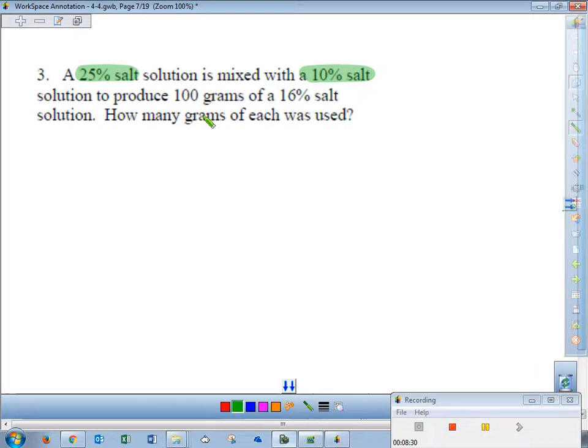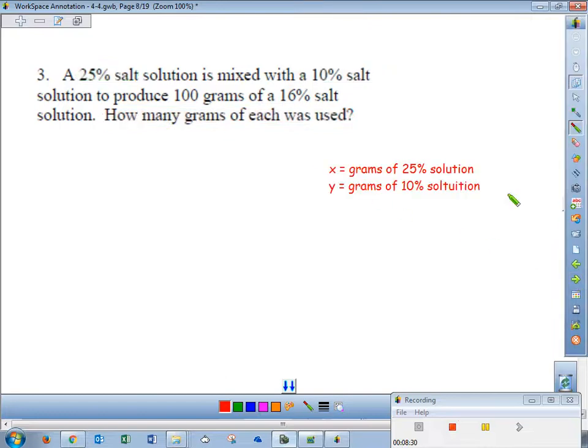So I need to define my variables. And again, the question helps me. They're asking me about how many grams of each. Well, each means the two guys that they mixed together. So I'm going to let X equal the grams of the 25% solution and Y equal the grams of the 10% solution. And I probably should spell solution right. So again, you can pause the video to accurately define those variables.